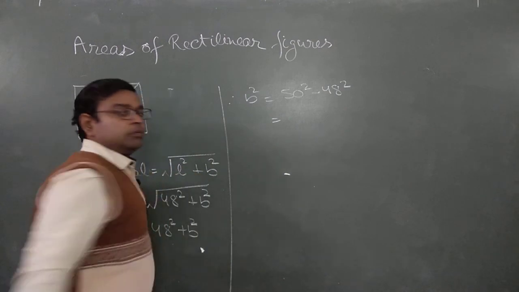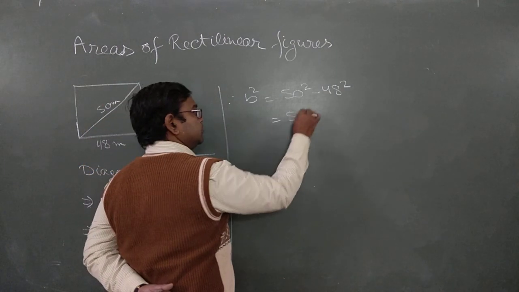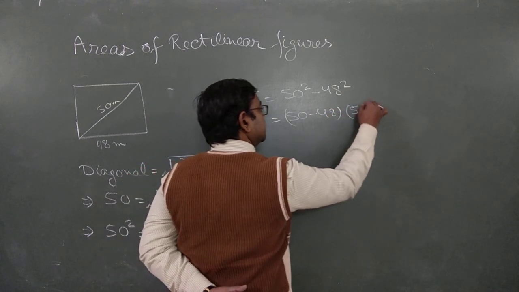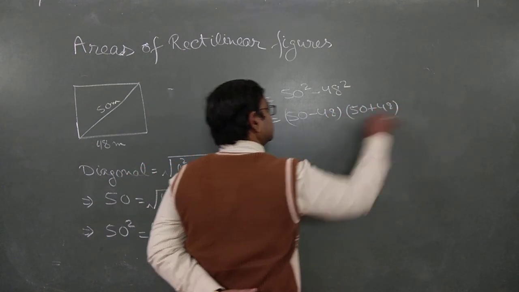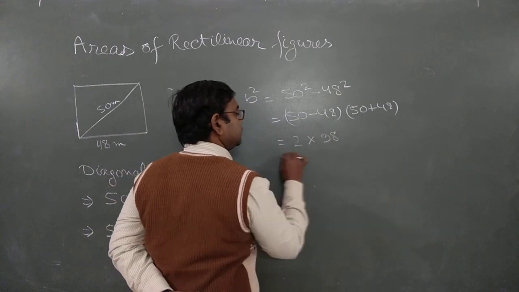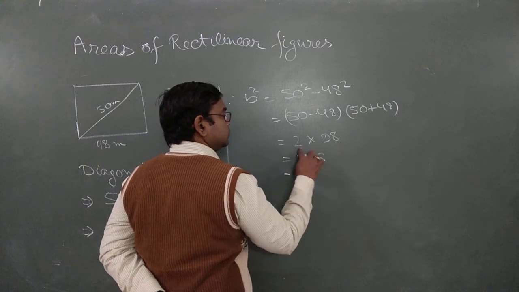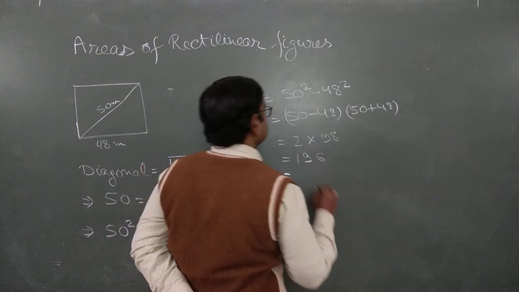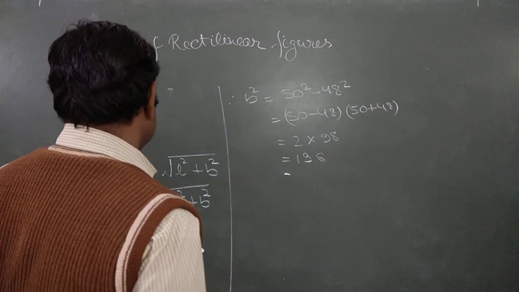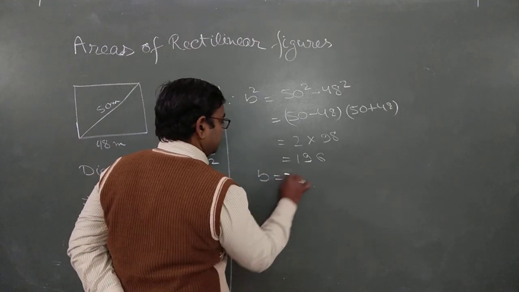Now we know the concept of A square minus B square, so we use that over here: 50 minus 48 or 50 plus 48. It's 2 into 98, 2 8s are 16, 9 2s are 18, 196. B square equals 196. So what about B? B equals 14.